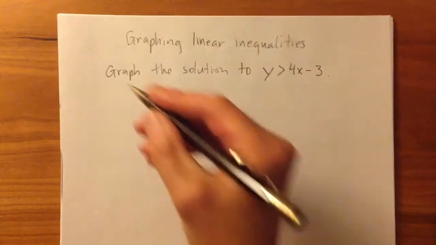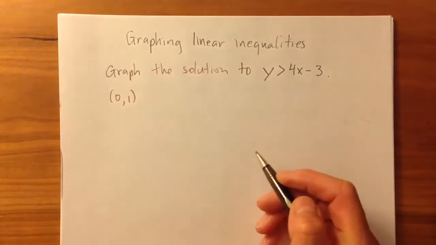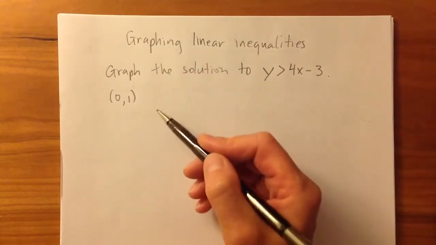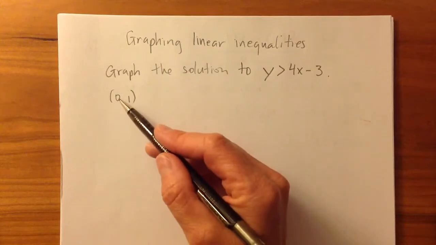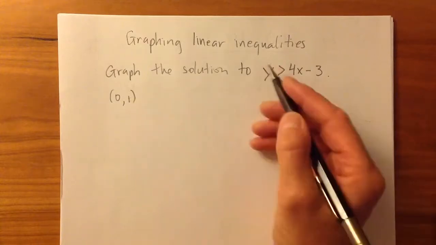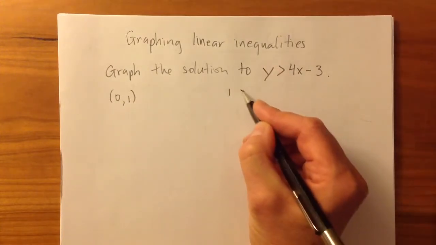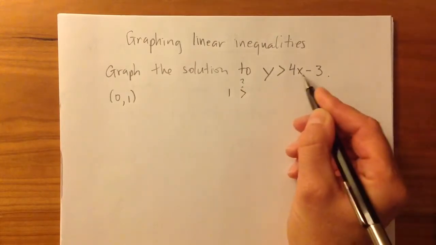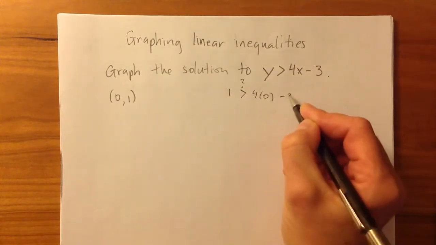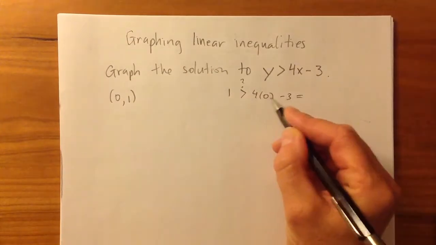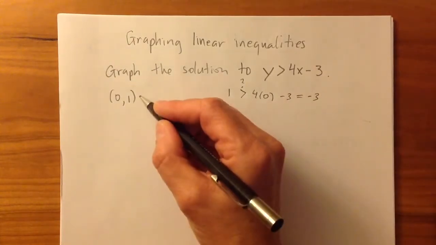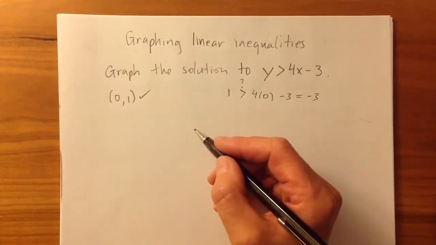So for example, if we consider the point 0, 1, we substitute the y in for the y and the x in for the x, and we're going to see if it's true. So we substitute the y in, so we have 1, and we want to know if it's greater than 4 times the x minus 3. So 4 times the x minus 3 is equal to 0 minus 3, which is negative 3. So 1 is bigger than negative 3, so that is a solution to our linear inequality.